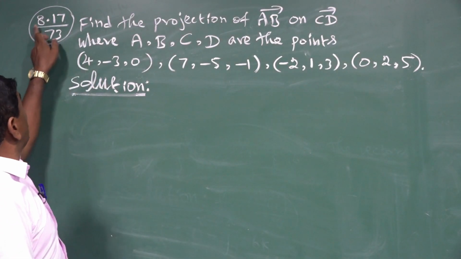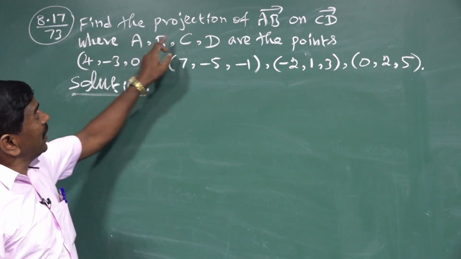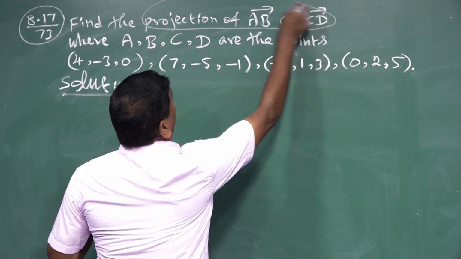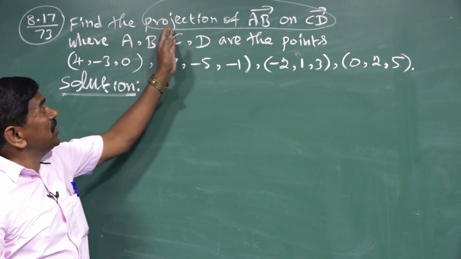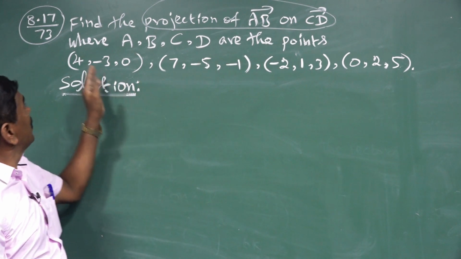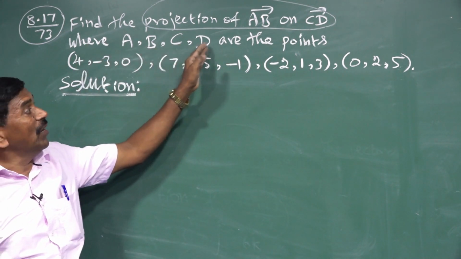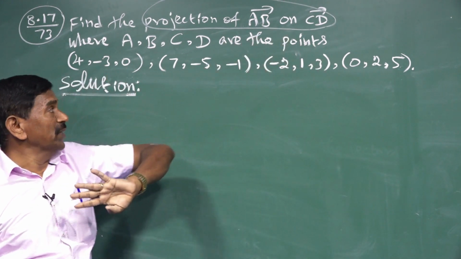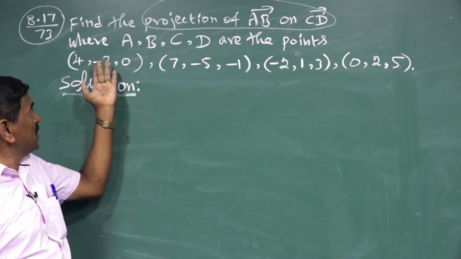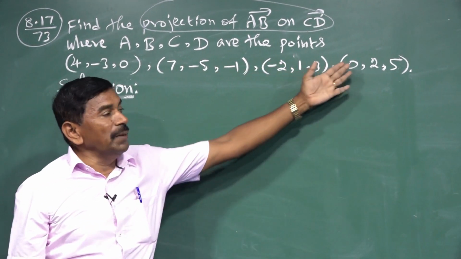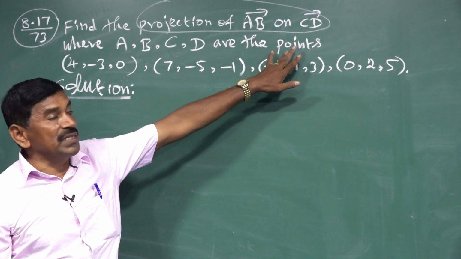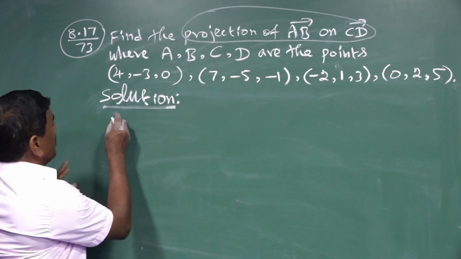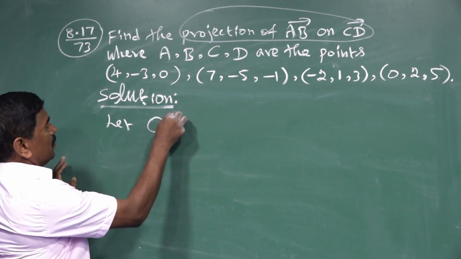Next, example 8.17, page number 73. Find the projection of vector AB on vector CD, where A, B, C, D are the points. See, first one, second one, third one, fourth one. There are 4 points given, that is point A, point B, point C, point D. Here, points means we want to take position vectors. Okay? That is, let O be the origin.